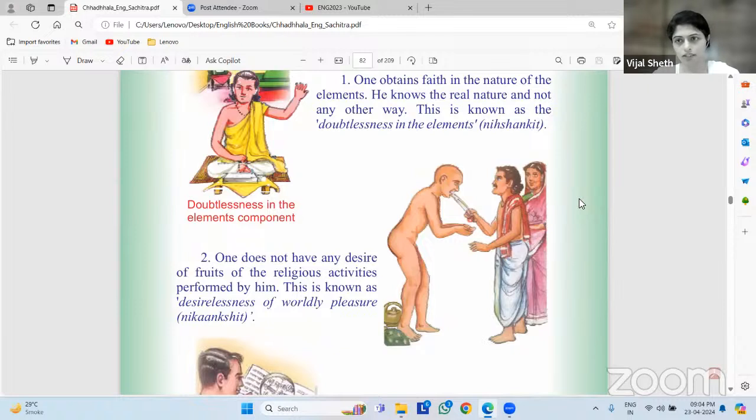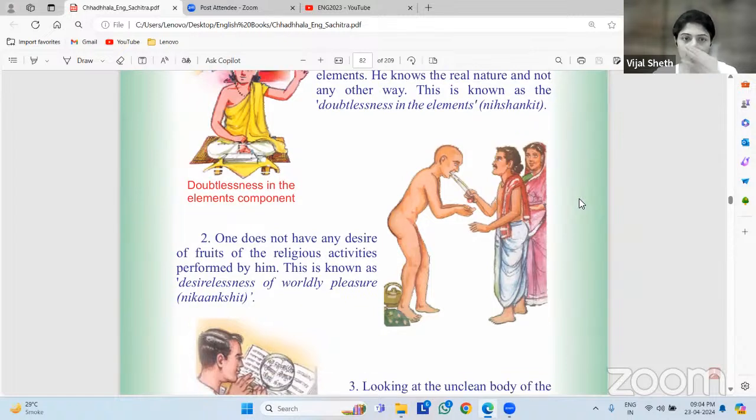They follow the religion without any expectations and without any worldly desires. So one does not have desire in the fruits of religious activities performed by him. This is nikankshit. Kanksha means desire. Nikankshit means without any desire. So people who have desires in exchange of religion, like itna upvas karke, itna punya karke ye milega, these desires are actually false.